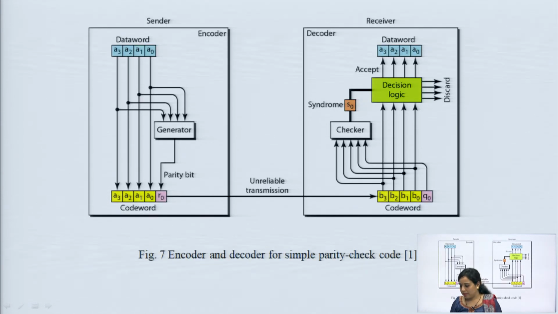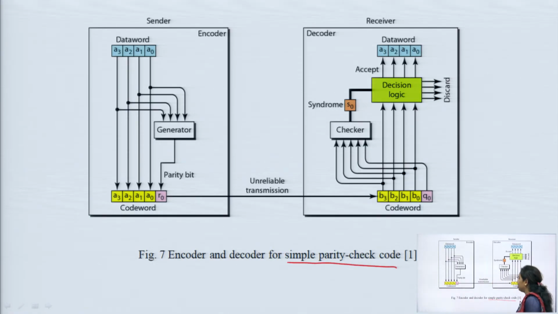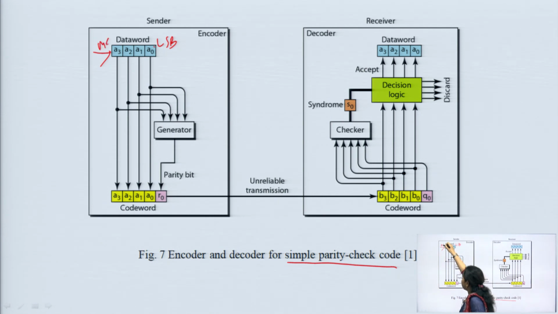Next is the encoder and decoder for the simple parity check code. If you want to check the parity of the bits, I have said that whenever you transmit the data word plus the redundant bits, only the redundant bits will be checked, and these redundant bits are known as the parity bits. So, this is the sender side, and here we are taking 4 bits of information, denoted by A0 to A3. This is the LSB, least significant bit, and this is the MSB. You can take any one, vice versa also.